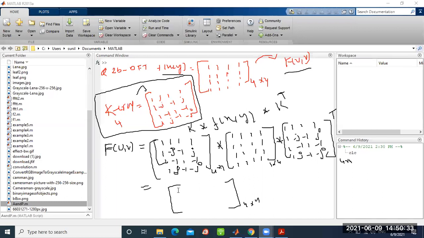So when you compute this particular one, the answer will be 16 0 0 0. Then the rest are all 0 0 0 0 0 0 0 0 0. So this will be your final answer, which is nothing but your frequency domain.